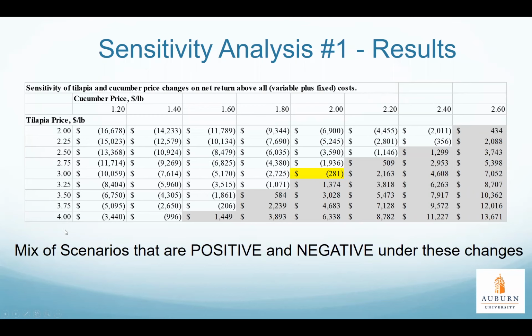So when we feed that in, using our enterprise budget to calculate these, at the $1.20 and $2.50 was our negative $13,368. That's what we came up with. Now at this new price of $2 for cucumbers and $3 for tilapia, we're losing still $281. But you can see all of these numbers in gray are where it intersects between the cucumber and the tilapia price, and those are positives.